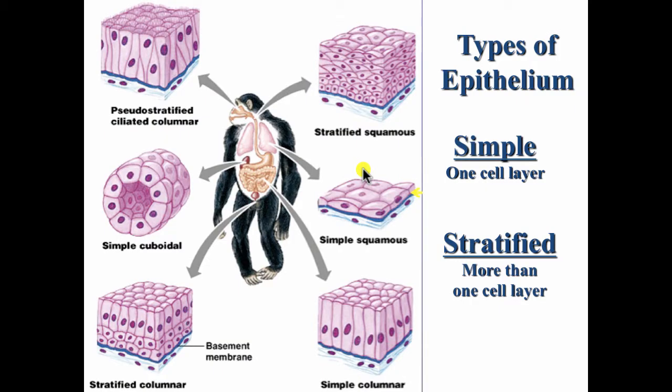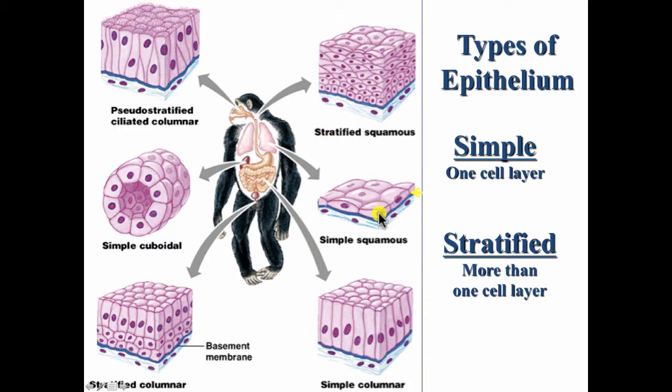All right, let's look at some different types of epithelia. Remember that epithelia are always defined by two properties: the shape of the cells that form the surface of the epithelium, as well as whether the epithelium has one layer of cells, in which case it's simple, or many layers of cells, in which case it's stratified.